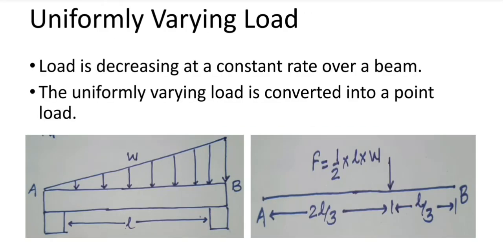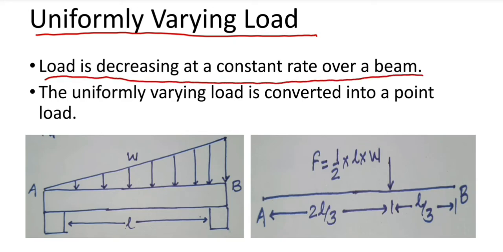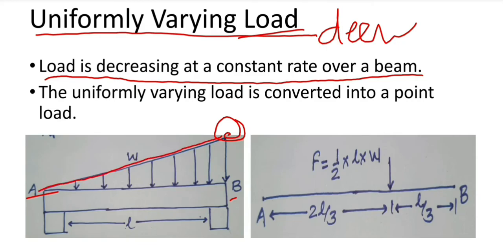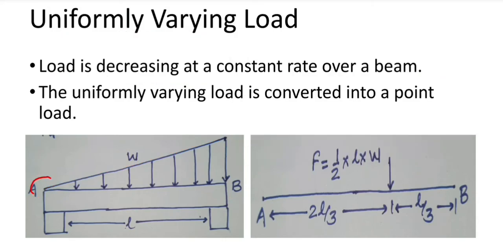Moving forward, there is also a concept known as uniformly varying load. Here the load is decreasing at a constant rate over the beam. That is, in any direction the load is decreasing. See here, if this is the beam AB, starting from this point the load is constantly decreasing at a certain rate, or if we assume that this is the starting point, then the load is increasing at a certain rate.